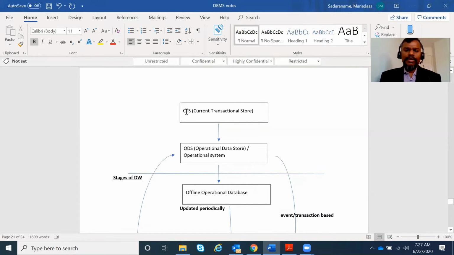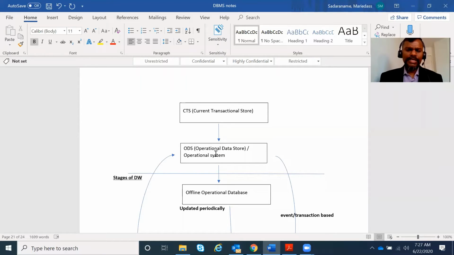Okay. Now what happens after a periodic time, after a week or so, your current transactional database becomes big. So what they do is backup. They do a backup after some periodic time. It depends on the size of your transactional store. So it could be weekly, very rarely people do it daily. But once a week, once a month, once a year, they back up the data from CDS into ODS. Make sense?